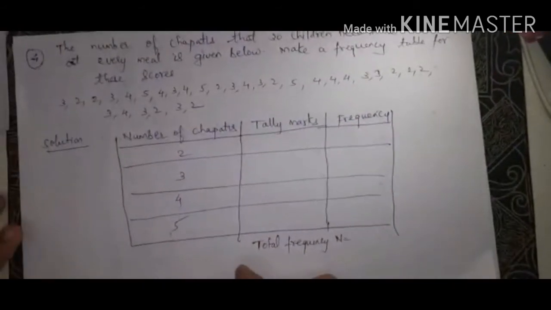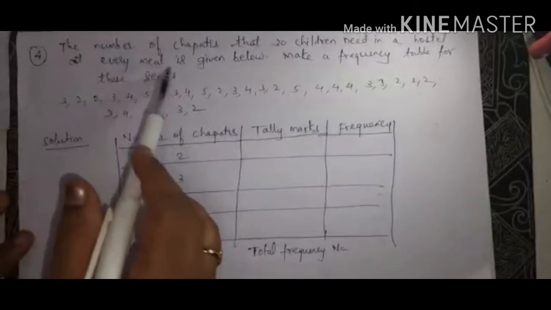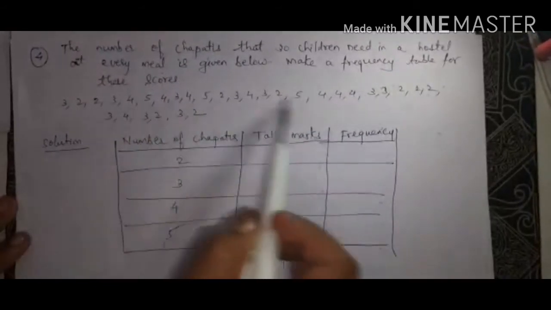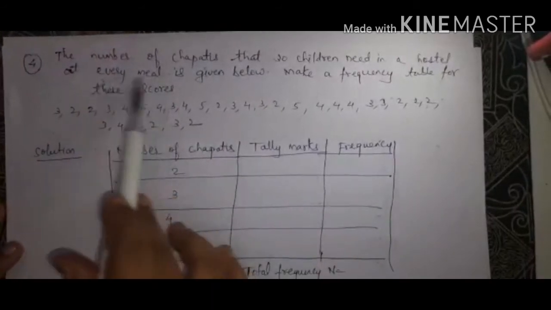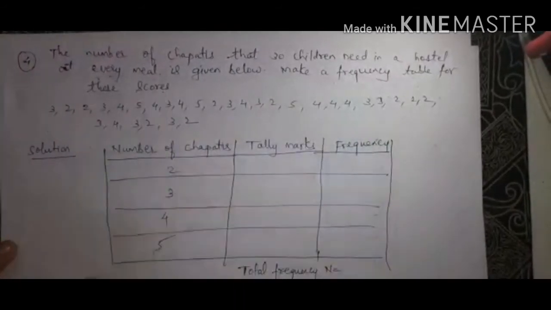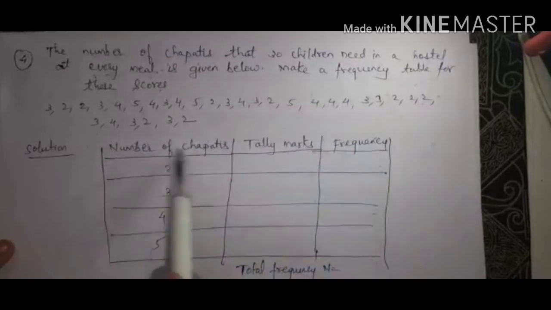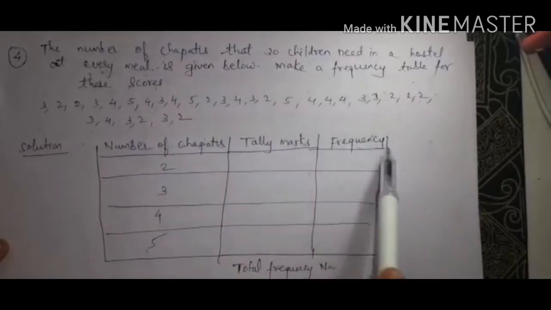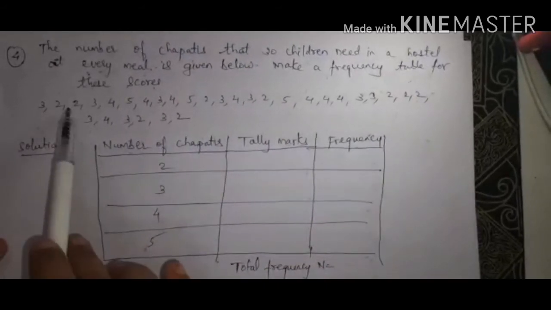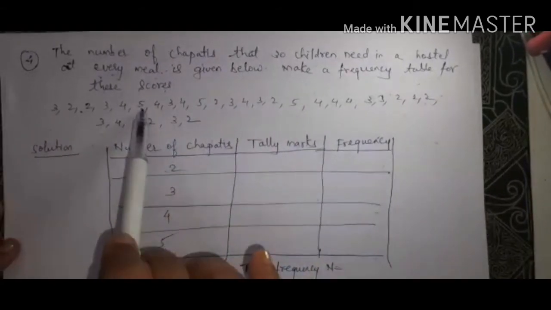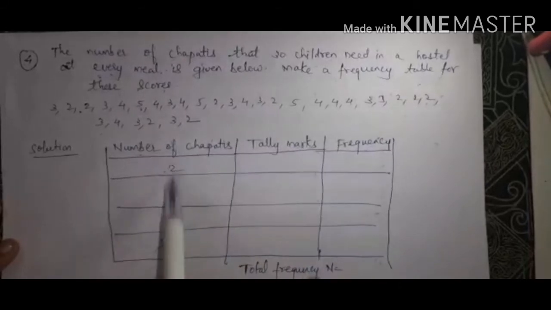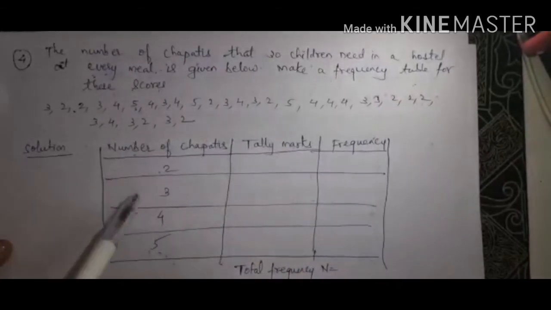The number of chapatis that 30 children need in a hostel at every meal is given below. This is the number of chapatis they require at a meal. We have to make a frequency table. So this is the data. These are the number of chapatis, tally marks and frequency. The smallest number is 2. Here there is no 1, so the smallest we have to take is 2 and the greatest number is 5. So from 2 to 5 you have to write 2, 3, 4, 5.